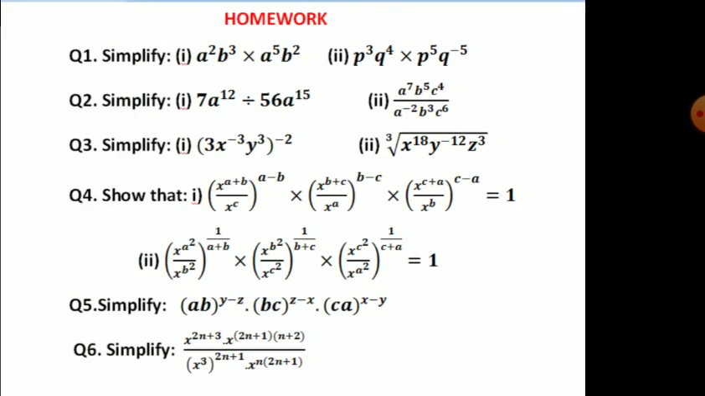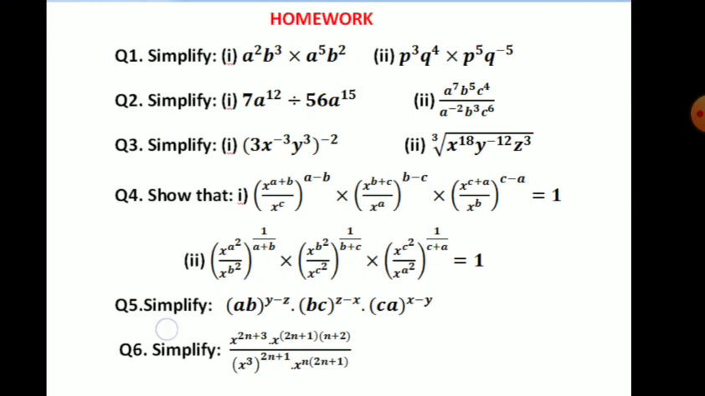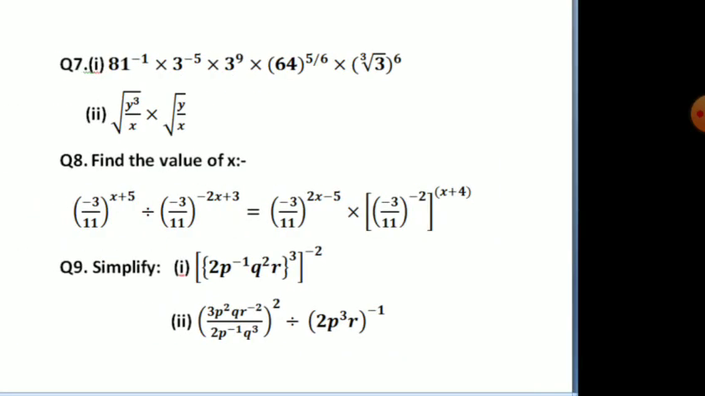Here is some homework given to you. I hope you can do this sum and you have understood this chapter properly.